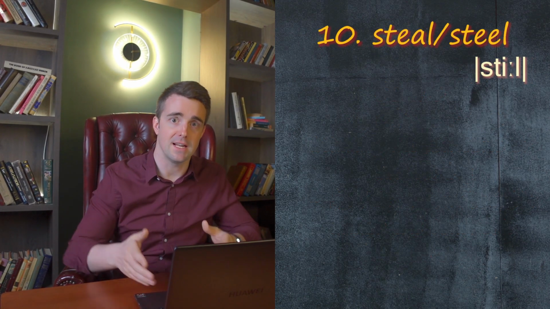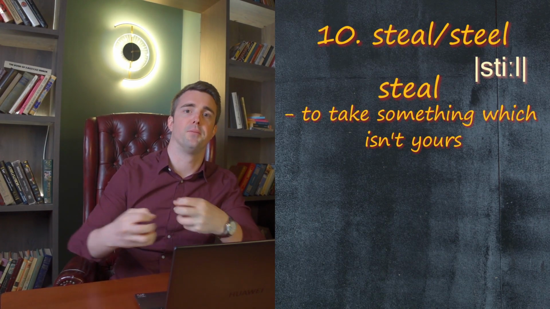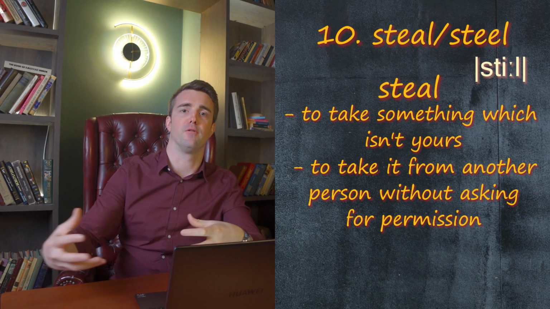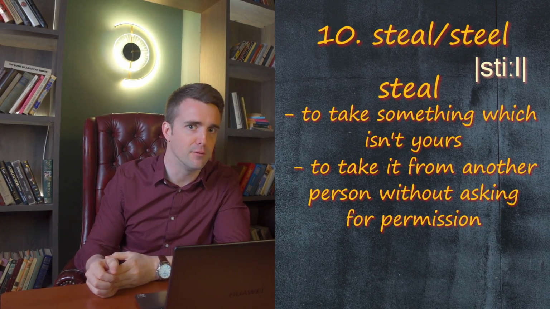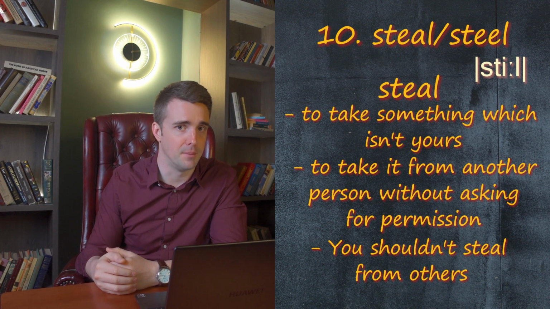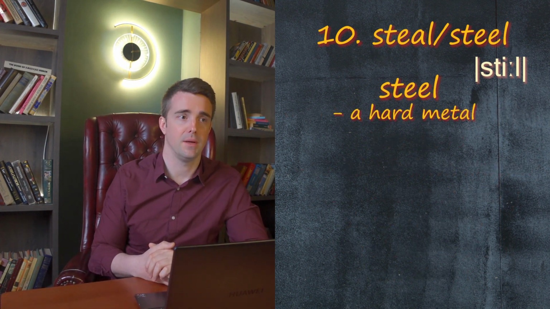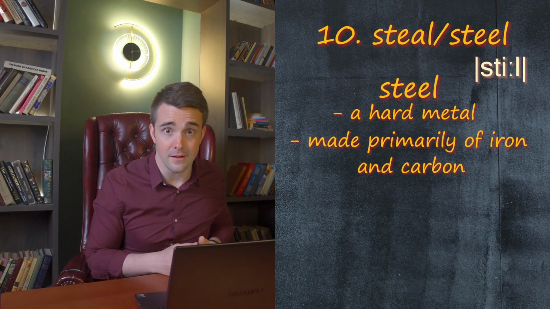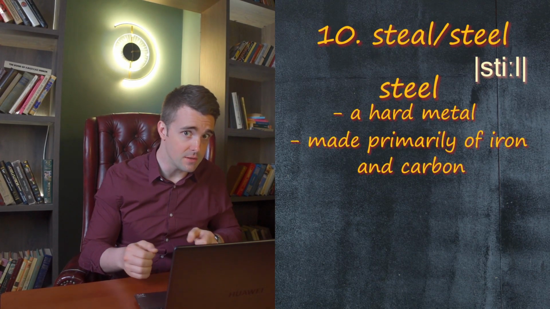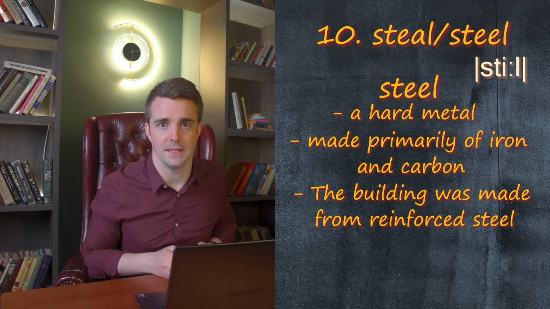Then we have steal and steel. Steal is to take something which isn't yours, to take it from another person without asking for permission. So, for example, you shouldn't steal from others. And steel is a hard metal made primarily of iron and carbon. Let's use it in a sentence. The building was made from reinforced steel.